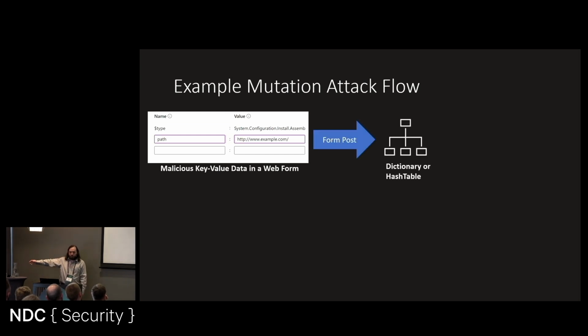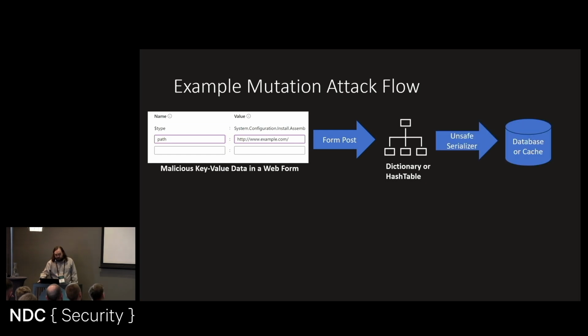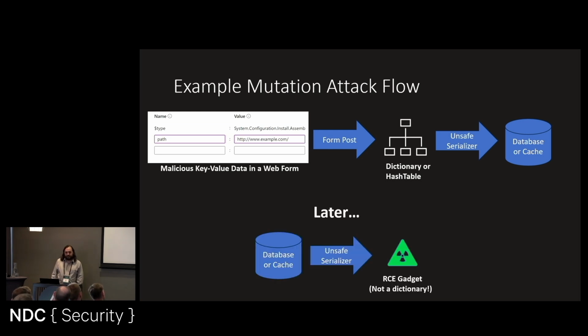And on some web front end somewhere, that gets stuck into a dictionary or a hash table. Then it's going to get serialized, let's say, with some sort of unsafe serializer like JSON.NET into a database or a cache. Later on, when it gets read from that database or cache, with that same unsafe serializer, it's now an RCE payload and code executes. So here you've got a serialization exploit where you never got to touch the serialized data. The application serialized the data and deserialized the data, but because you were able to put some malicious strings into that data that gets serialized, you still get RCE.